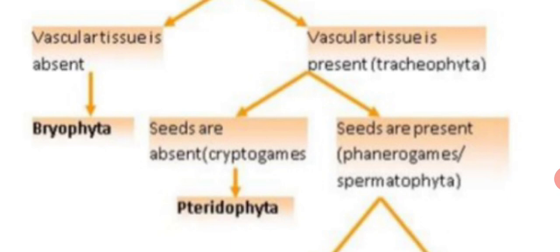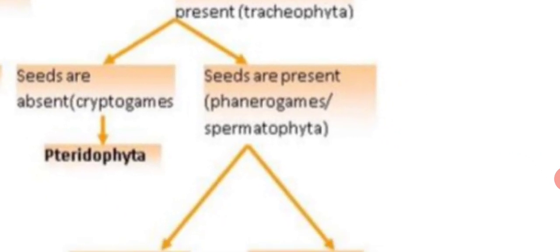Ferns are also easily available around in your localities in the monsoon season. Okay, so such plants in which seeds are absent are called pteridophytes. And then the most advanced plants are those in which seeds are present and they are grouped into phanerogams or spermatophyta. So what is phanerogams or spermatophyta? Phanerogams or spermatophyta are those plants which are producing seeds.